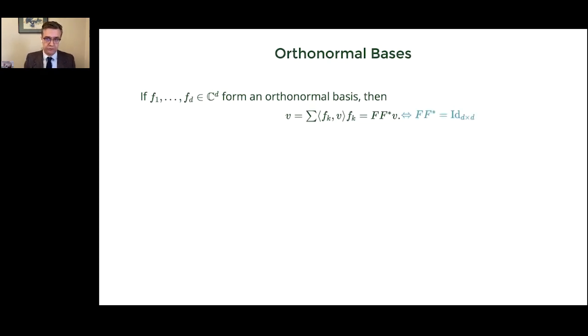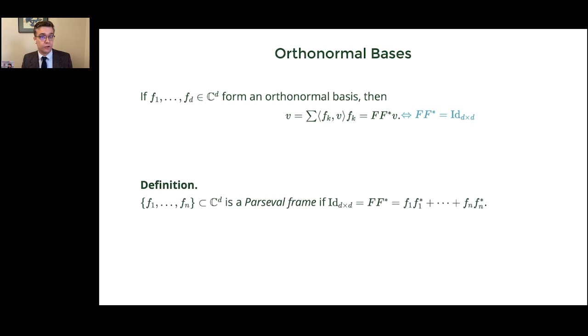So what you want in practice is some redundancy. So don't just take a basis, take some bigger spanning set. And the first key observation is that this condition for the orthonormal basis, this sort of Parseval identity, that F F star V equals V, can happen even when you're not just talking about an orthonormal basis. So you can have matrices that are not square, but nonetheless satisfy this condition that F F star is equal to the identity matrix.